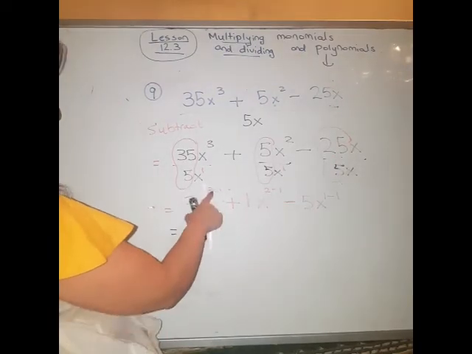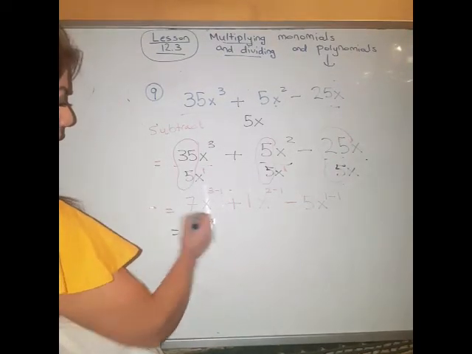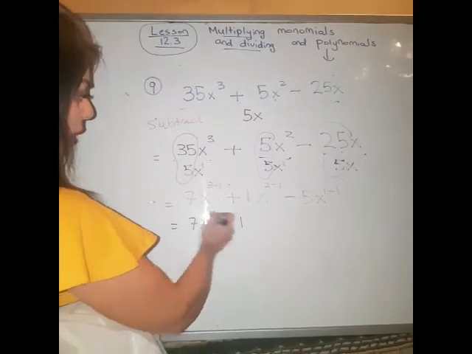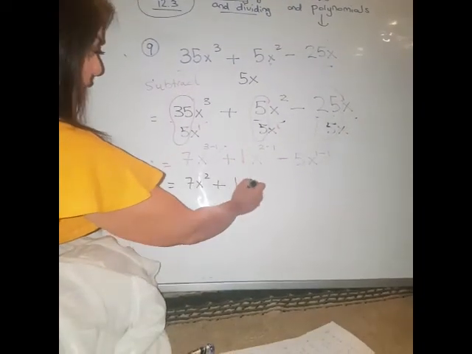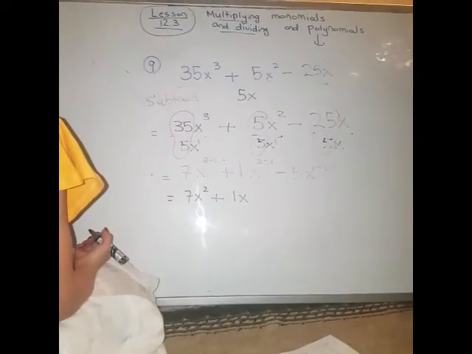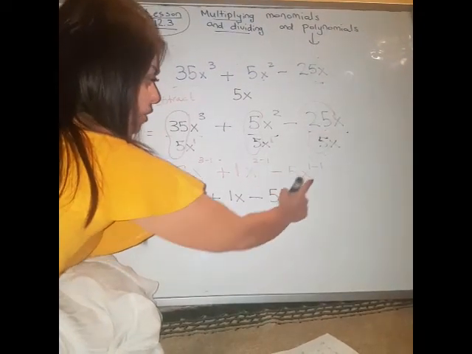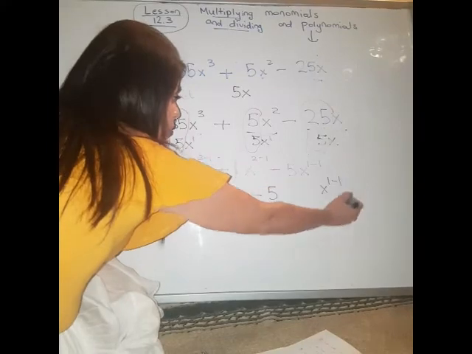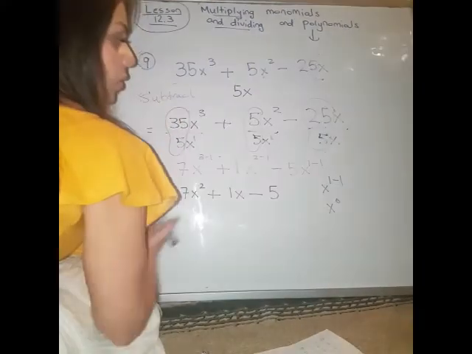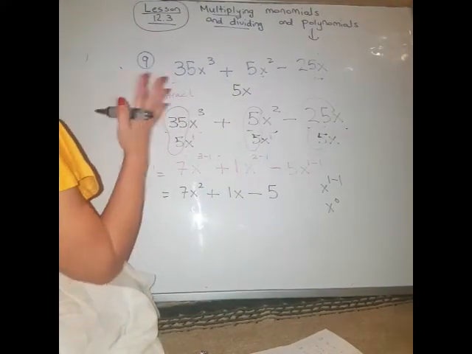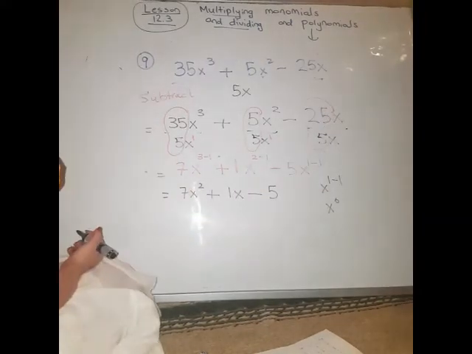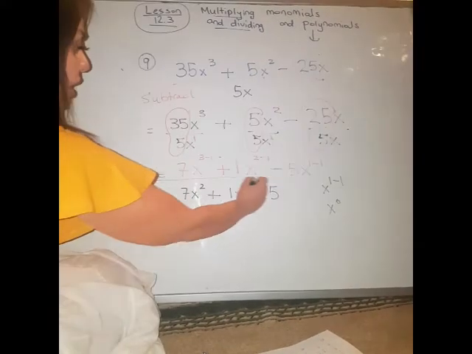7. x to the 3 minus 1 is x to the second, plus 1. x to the 2 minus 1 is actually an x. I don't have to give it an exponent. Minus 5. x to the 1 minus 1 is actually x to the 0, so it becomes a 1. It's invisible, so it's a 5. This is my final answer.